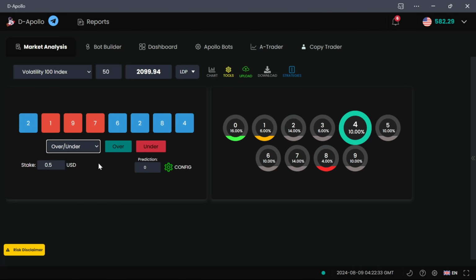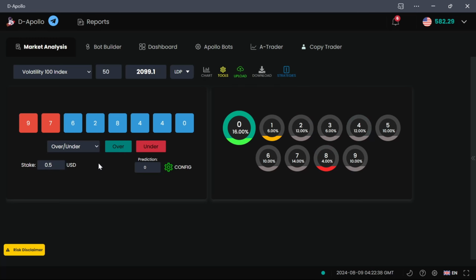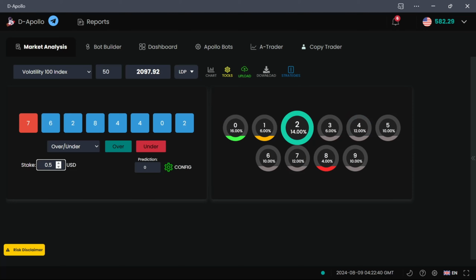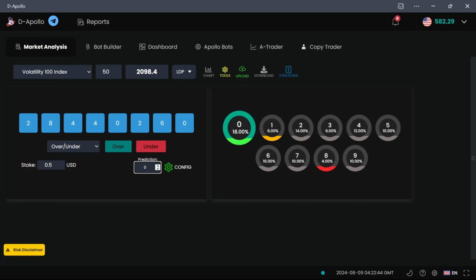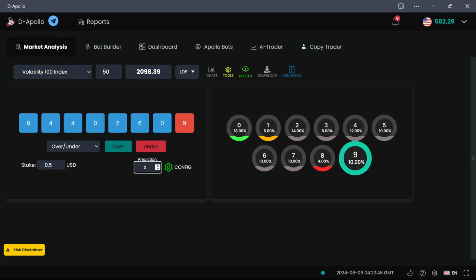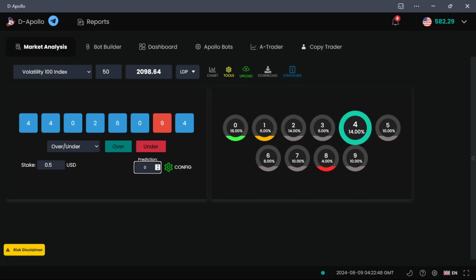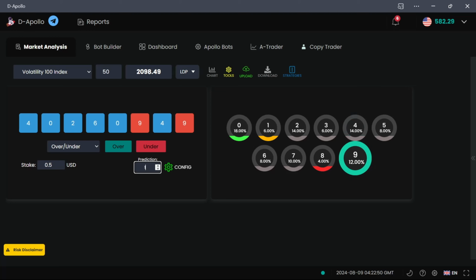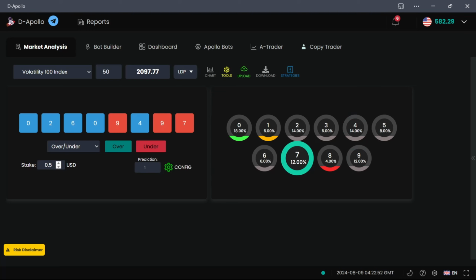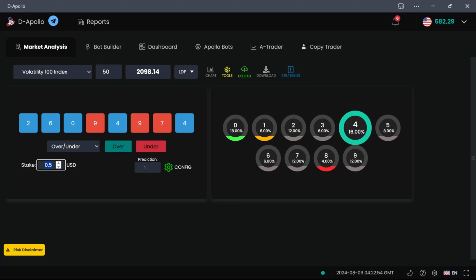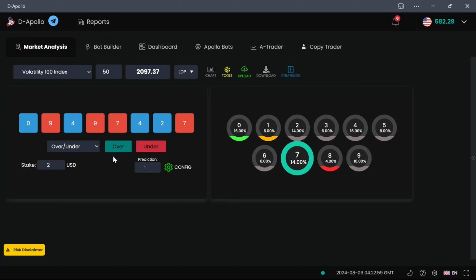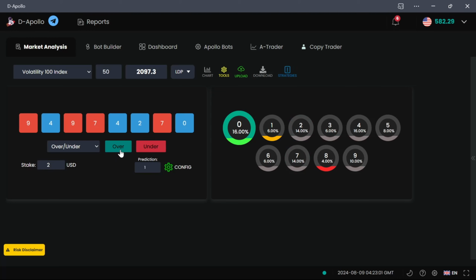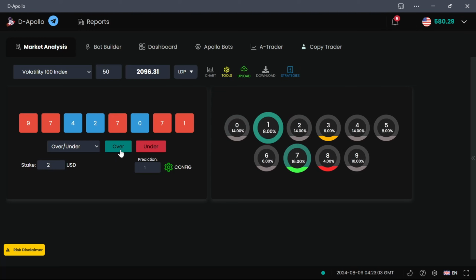When you come here, you'll see different things. You'll see stake, where you can put the stake that you want to place. Then prediction is where you put the number that you want to predict. For example, if I'm trading over one, let me set the stake to $2. I come here, and I press over one.